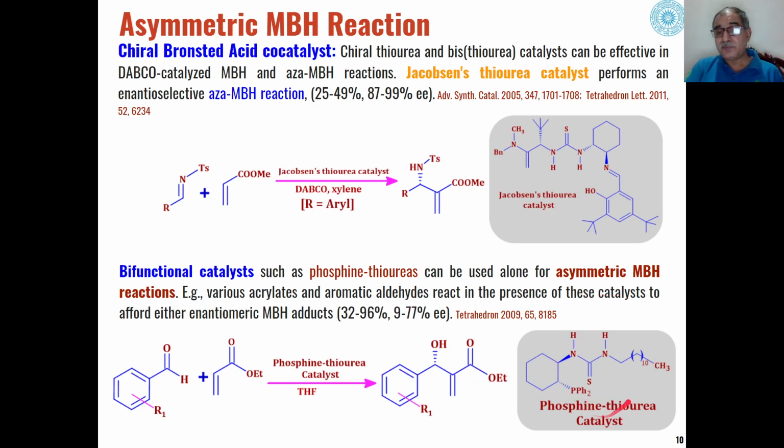Then these types of bifunctional catalysts, which are chiral in nature, based on thiourea and phenyl phosphines, can also act as catalyst for asymmetric MBH reaction. So when acrylates react with aromatic aldehyde in the presence of these phosphine thiourea based catalysts, which are chiral in nature, they will lead to the formation of enantiomeric MBH products, where enantiomeric excess of the products ranges from 9 to 77%. So these reactions are also very important for the synthesis of selective or asymmetric products.